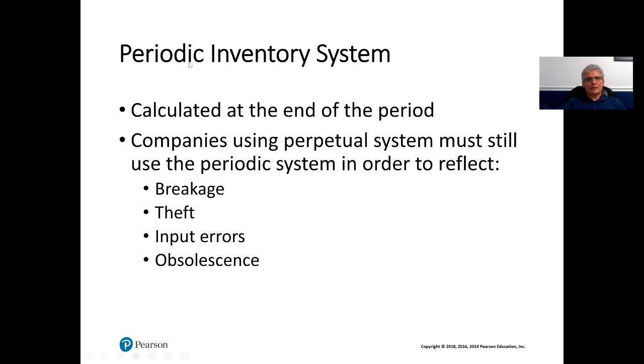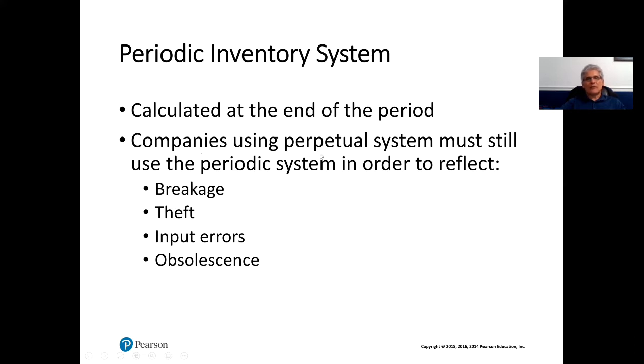A periodic system, on the other hand, you don't get that kind of sophistication. In a periodic system, we're not even going to worry about inventory until the end of the period. And then we're going to do a physical count. What do we have in inventory? So we have our beginning inventory, we purchase everything during that period, and it's just added to the inventory. And then at the end of the period, we go in and take a physical count of what we have left over. And that dictates how much inventory we have. Not what a barcode system tells us, but what we physically count.